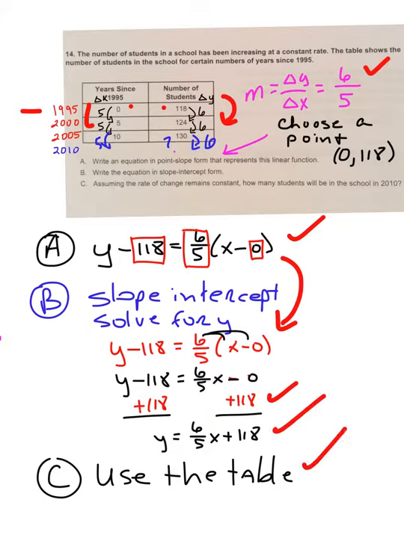Then use the table in number 6. They want to know how many students will be in school in 2010. Well, if it increases by 5, this last one will be 2010. So if you add 6 plus 130, the answer would be 136.